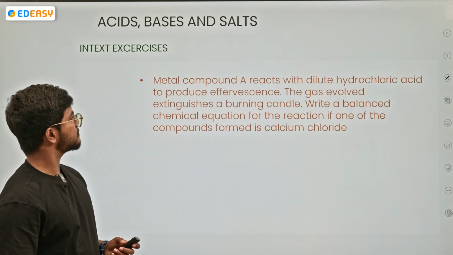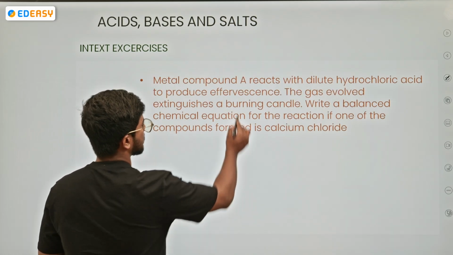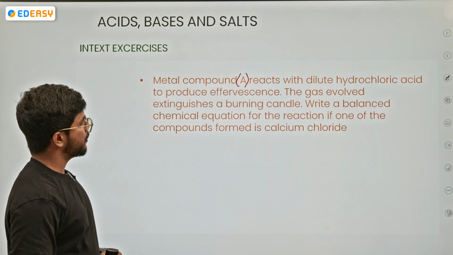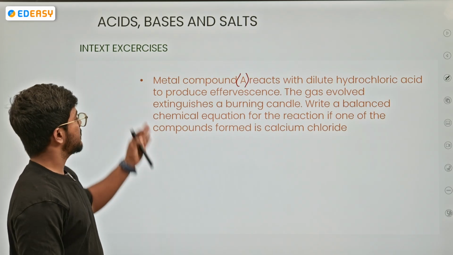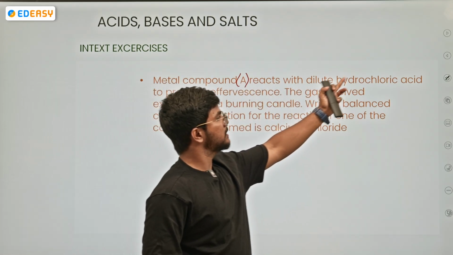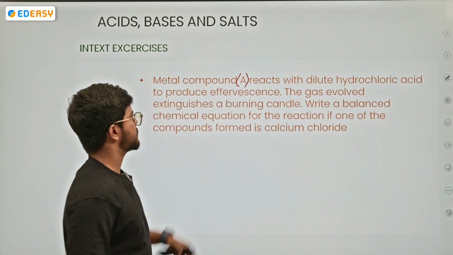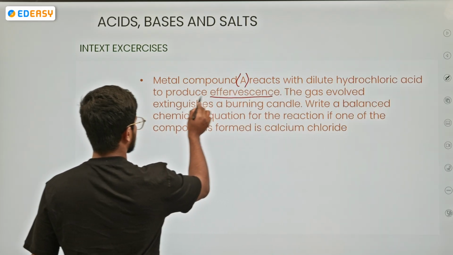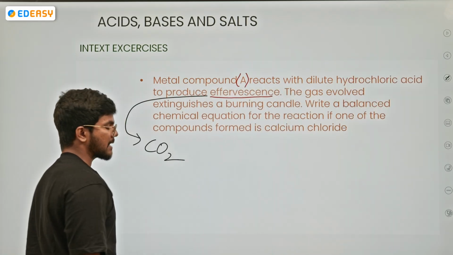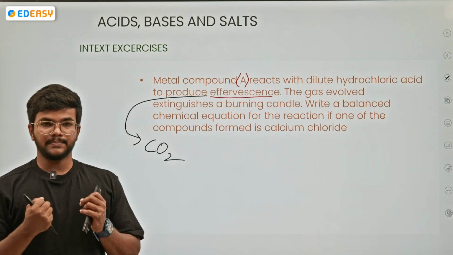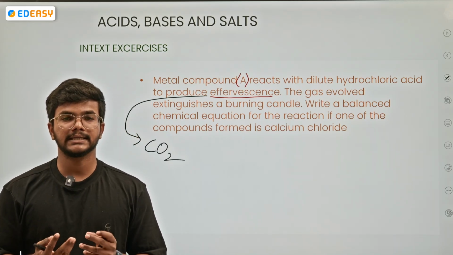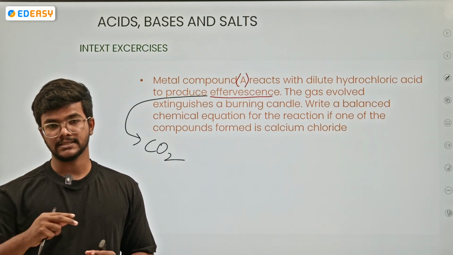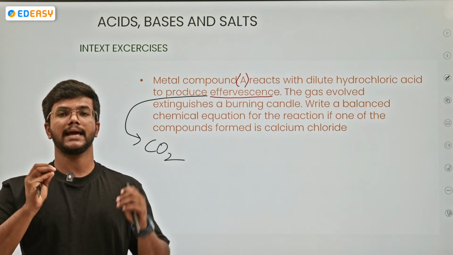Next, metal compound A reacts with dilute hydrochloric acid to produce the effervescence. Okay. What is it? Metal compound reacts with dilute hydrochloric acid to produce effervescence. What is effervescence? So what is the meaning of effervescence? So effervescence is nothing but CO2, carbon dioxide. So in the experiment, the carbon dioxide can be identified with the lime water, and also it gives white bubbles and gas. White bubbles with the gas is called effervescence.